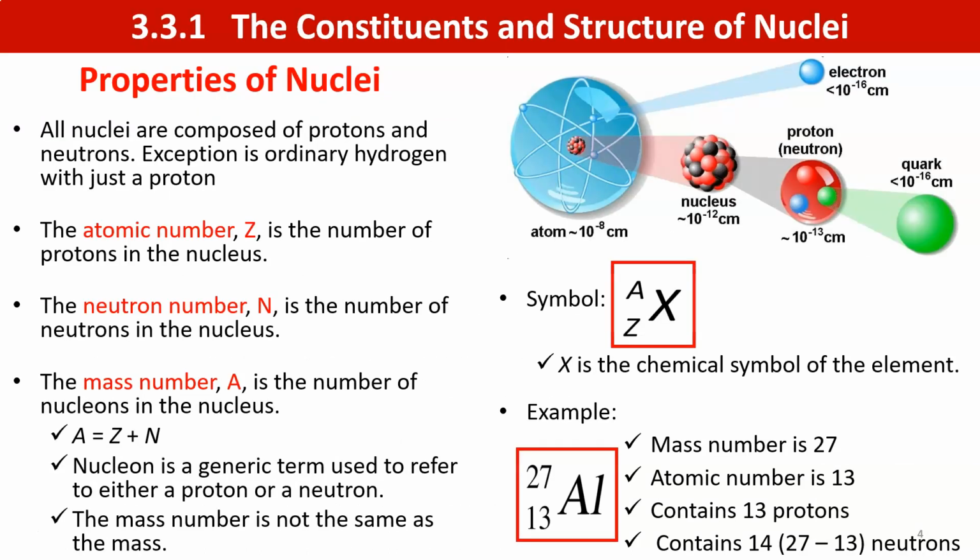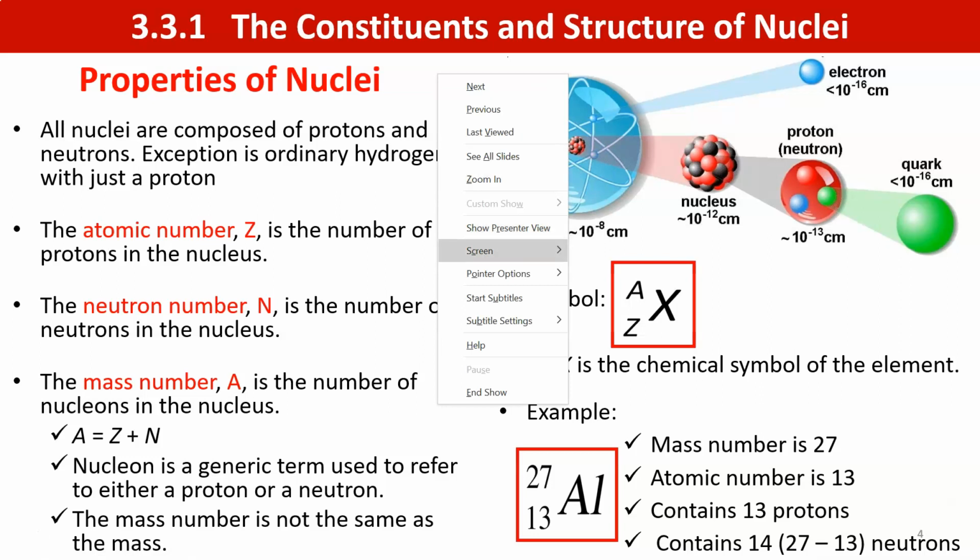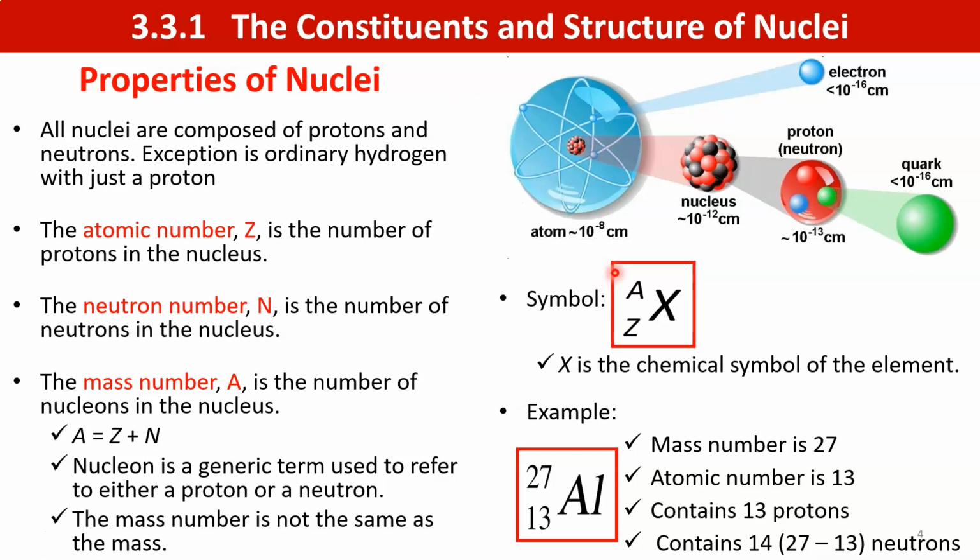Okay, the first topic, the constituents and structure of nuclei. The properties of nuclei are given here. I think you already know all of this because you have learned this in school before. The atomic number Z is the number of protons in the nucleus. The neutron number N is the number of neutrons in the nucleus. The mass number A is the number of nucleons in the nucleus.